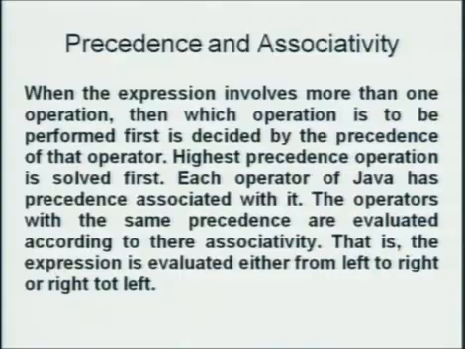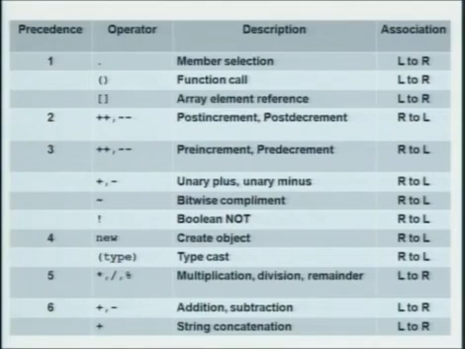And associativity: many times it may happen that one expression contains two operators with the same precedence. In that case, what to do? In these cases associativity is considered. Associativity means from which direction to which direction the operations are required to be performed. That is associativity. Look at the table which is given over here. It contains precedence as well as the associativity of the operators. There are a lot of operators, and they are all categorized according to precedence and associativity.